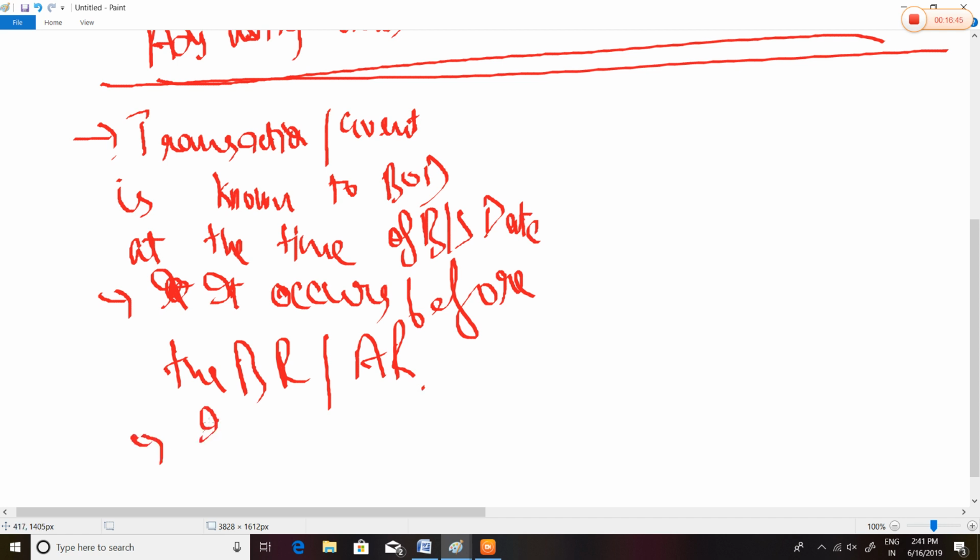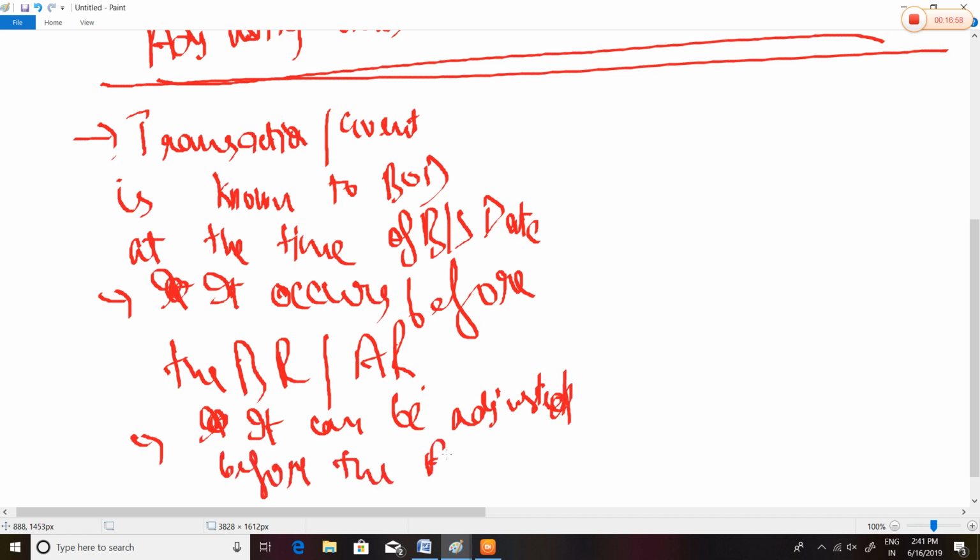It can be adjusted before the financial statements are signed by the board of directors. Okay, a transaction or event which is known to the board of directors at the time of balance sheet date, and it occurs before the board report or audit report, and it can be and it should be adjusted before the financial statements are signed by the board of directors. These are known as adjusting events.